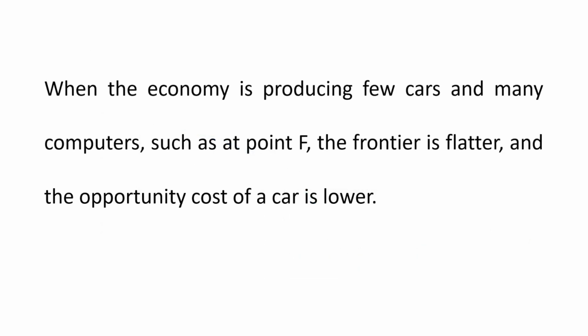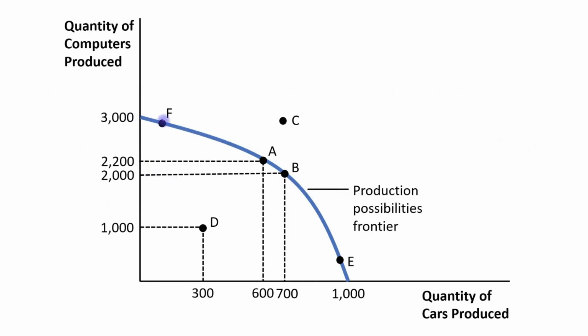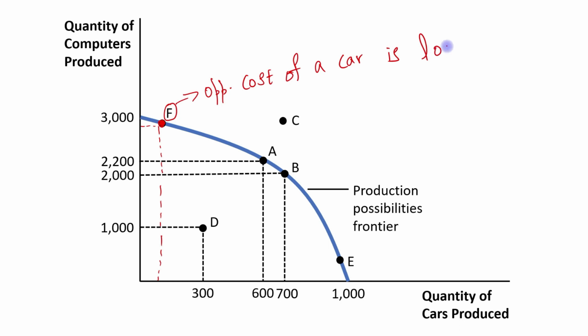And when the economy is producing few cars and many computers, such as at point F where the frontier is flatter, the opportunity cost of a car is lower. तो अगर हम देखें इस particular point को, point F को, at this point you can see that the frontier is flatter and the economy is producing few cars and many computers. So at this point, opportunity cost of a car is lower.